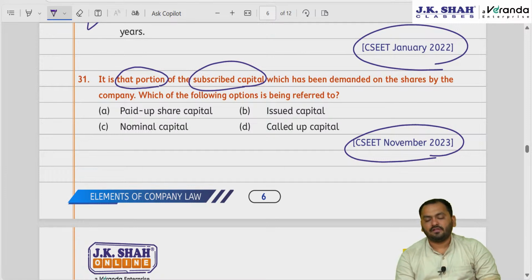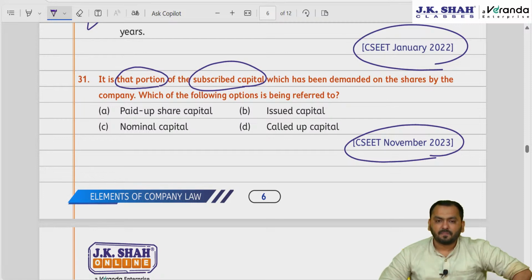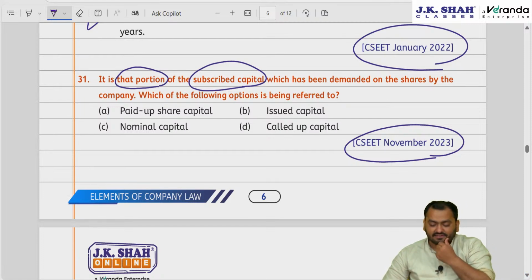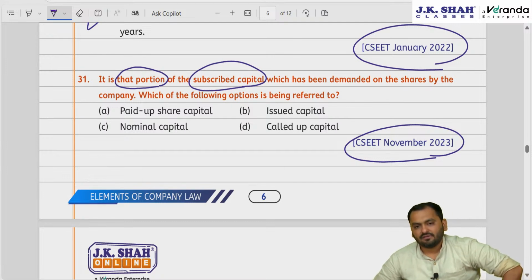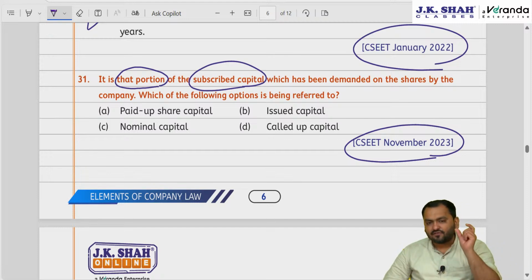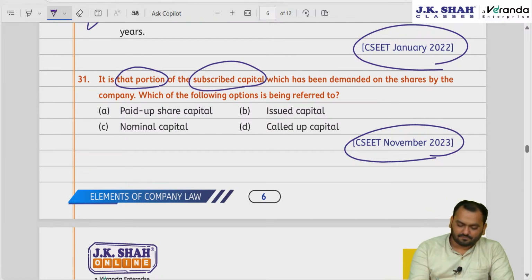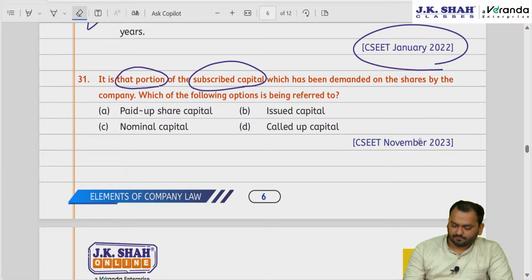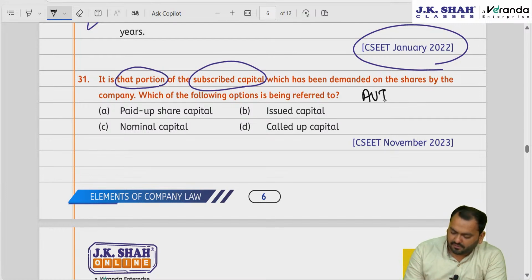Please concentrate, everybody. Firstly, tell me, can a company raise money by issue of shares? Yes, a company can raise money by issue of shares. Can a company raise any amount it likes, or is there any limit? Yes, there is a limit. That amount limit is called authorized capital. Suppose, for example, the authorized capital of my company is 1 crore rupees.